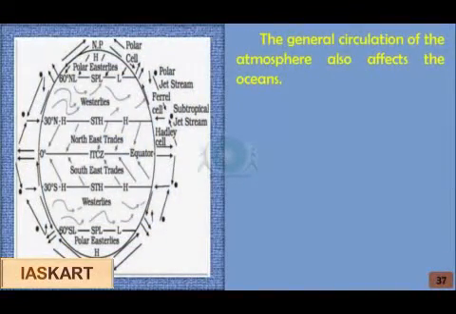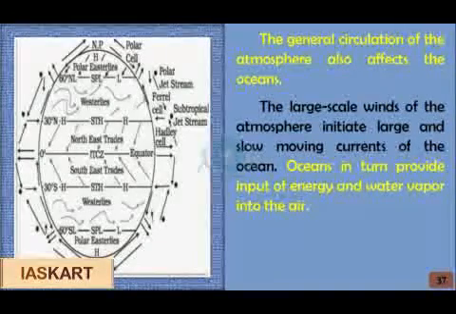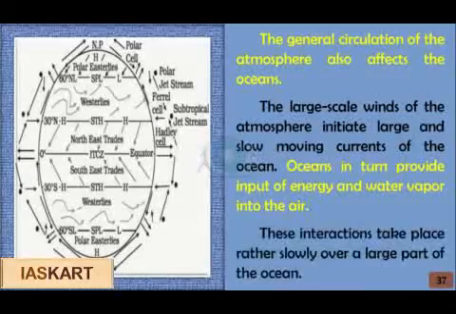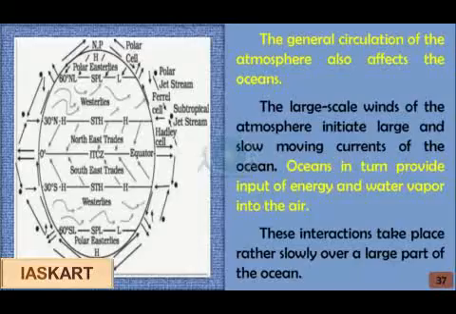The general circulation of the atmosphere also affects the oceans. The large-scale winds of the atmosphere initiate large and slow-moving currents of the ocean. Oceans in turn provide input of energy and water vapor into the air. These interactions take place rather slowly over a large part of the ocean.